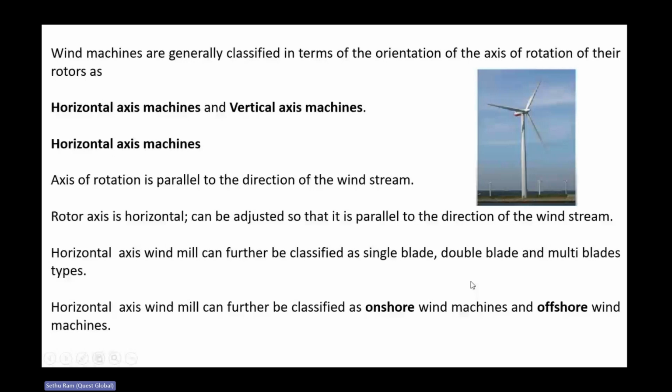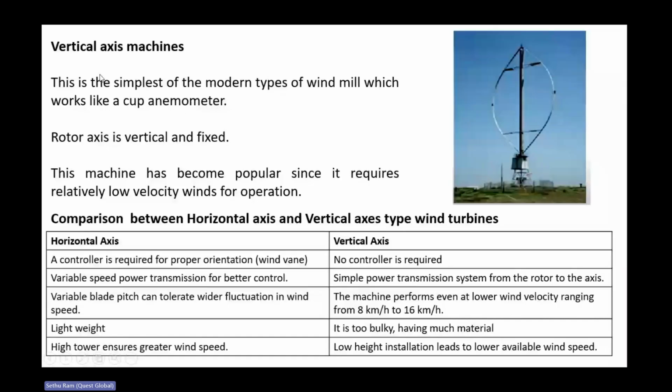The other kind of wind machine is the vertical axis wind machine. This is the simplest modern type of windmill, which works like a cup anemometer. You know the cup anemometer, right? It gives the speed of the wind. In a similar way, this vertical axis machine works. The axis will be fixed, and the blades rotate around this axis.